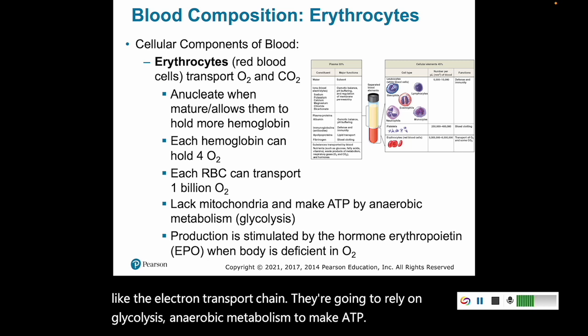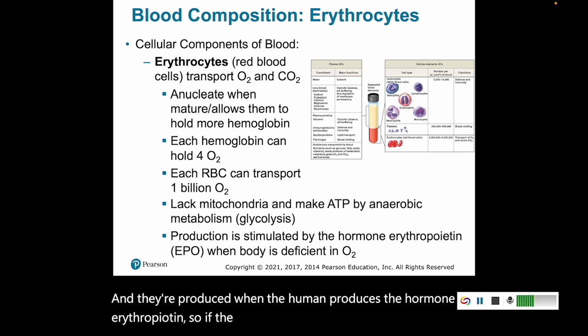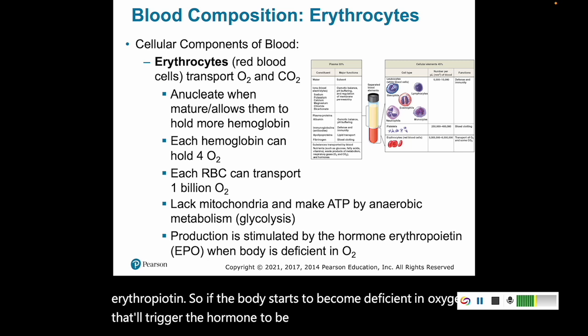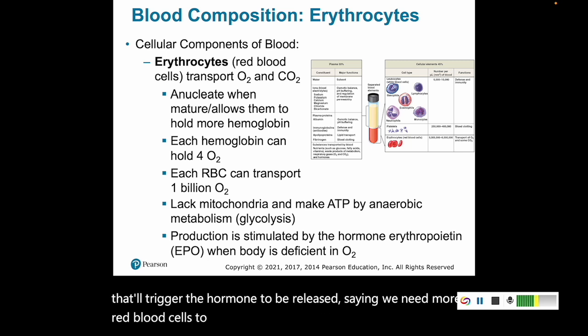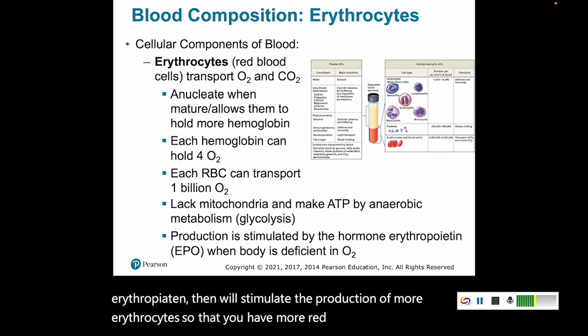And they're produced when the human produces the hormone erythropoietin. So if the body starts to become deficient in oxygen, that'll trigger the hormone to be released, saying we need more red blood cells to carry more oxygen. That hormone erythropoietin then will stimulate the production of more erythrocytes so that you have more red blood cells to start carrying that oxygen.